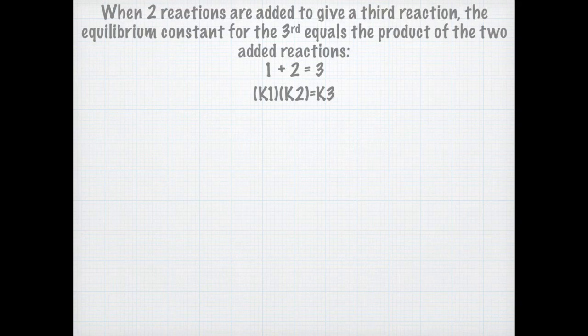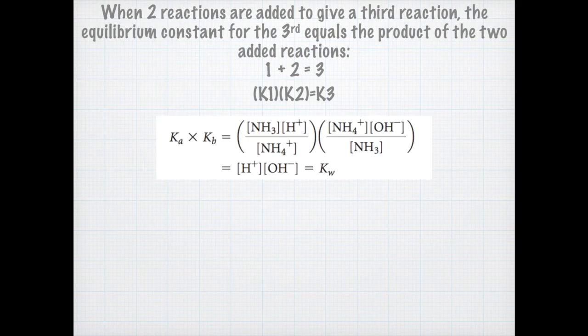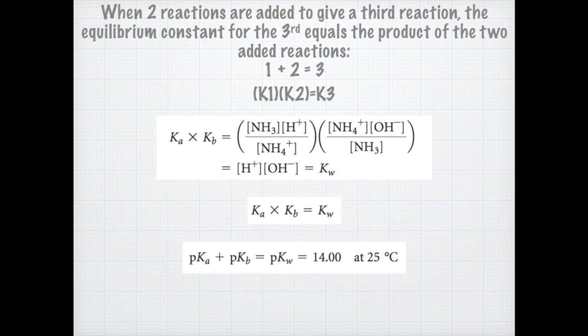which tells us, since we added these two reactions together to get that third reaction, the autoionization of water, when you add two reactions together, you need to multiply their equilibrium constants together, and therefore that tells us that Ka times Kb, which are the equilibrium constants for those two reactions, when you multiply them together, that actually gives you your Kw. So that formula there, Ka times Kb equals Kw, allows you to relate Ka and Kb.